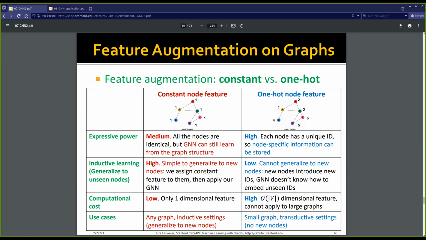On the other hand, for these one-hot node features or node IDs, the expressive power is much higher, but we cannot do inductive learning because if another node appears, we would need to extend the one-hot encoding and then retrain the GNN from scratch, which misses the actual point. Also, the computational cost is high because the features are linear in the number of nodes.